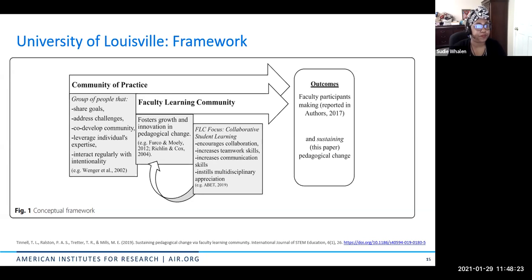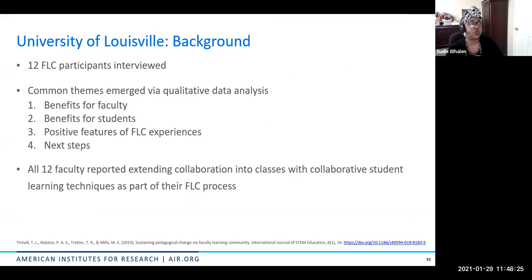And it was a lot of really great information in there. So some more background, they had 12 faculty learning community participants that they interviewed. The common themes that emerged, I'm going to dive into all 4 of them, were benefits for faculty, benefits for students, positive features of the FLC experience, and then they often referred to next steps. All 12 faculty, and I put this on here because I thought it was really interesting, all 12 faculty reported extending collaboration to inside the classroom by encouraging collaborative student learning techniques as part of their FLC process. So not only were they collaborating themselves, they're also developing collaborative teams within their classrooms. So I thought that was really cool.